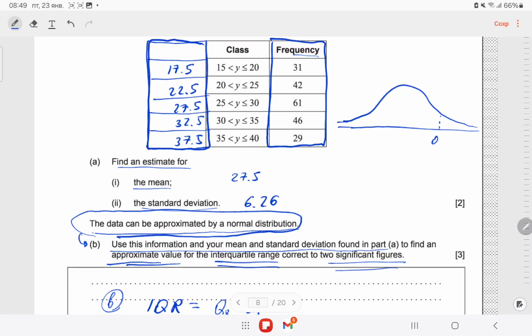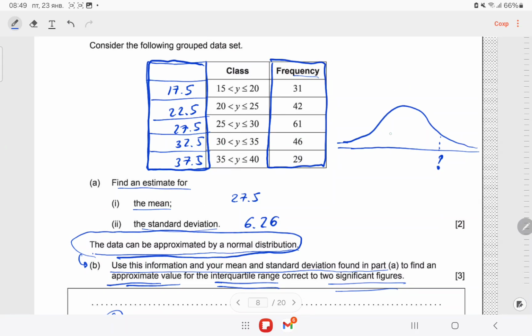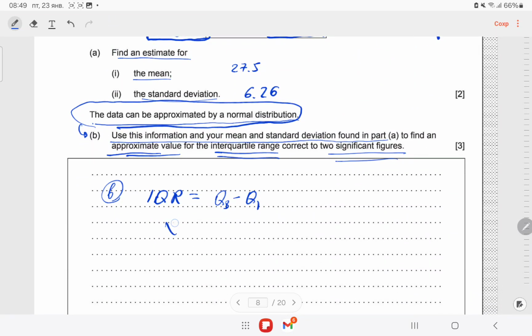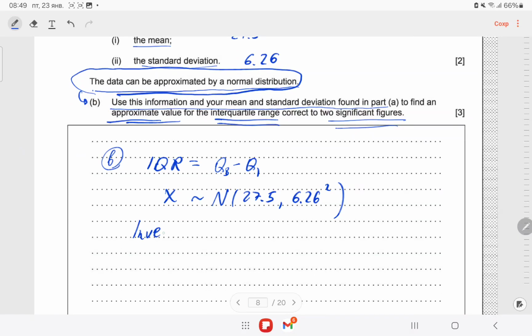So that's why we should find the inverse value, that gives us 75% of the area, so 0.75. That's why we will use inverse normal. Before that, let me write that X is distributed normally with mean 27.5 and standard deviation 6.26. Now we have to press inverse. We have to find inverse normal in the calculator and plug in the following values. The values are the area 0.75, mean 27.5, and standard deviation 6.26.